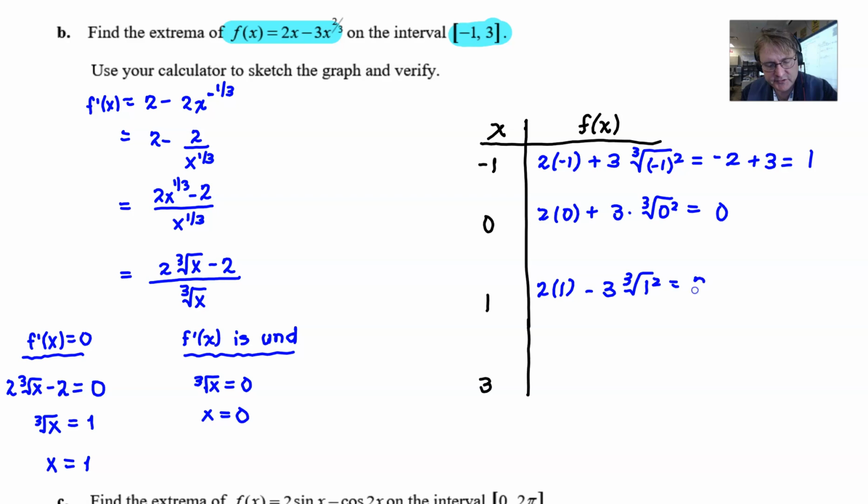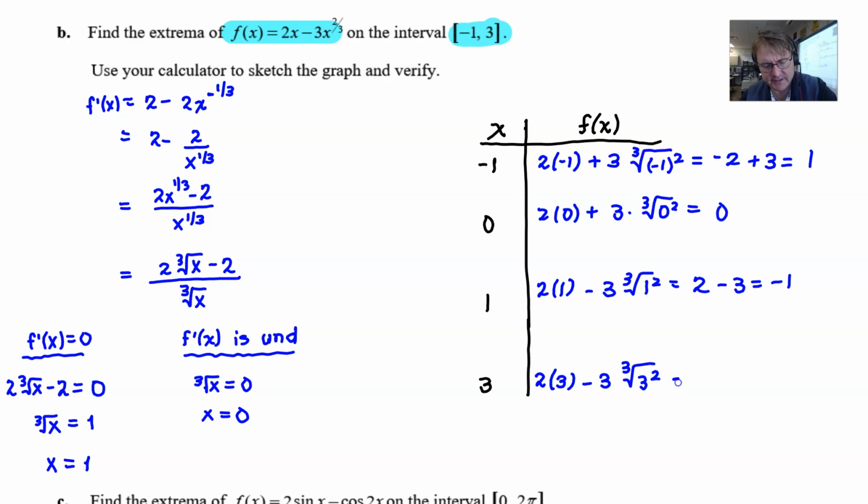And so this would be 2 minus 3, which is negative 1. So it looks like we have a new minimum in town. And then we're going to check 3. 3 is tricky. Take a look at what we've got here. 2 times 3 minus 3 times the cubed root of 3 squared.